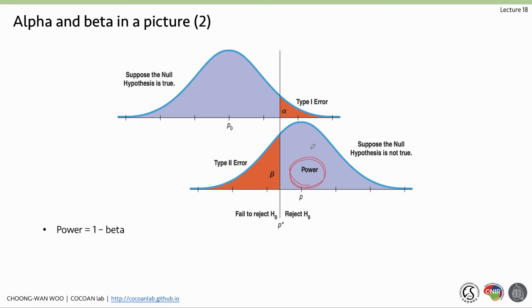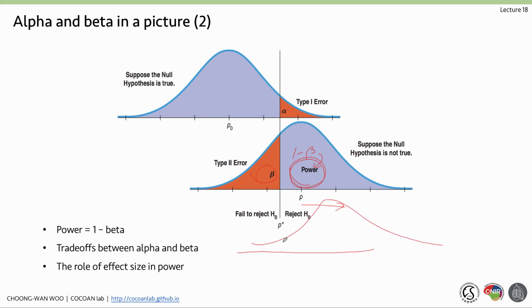Power is here. We talked only about beta in the previous slide. In this picture, 1 minus beta, this is a power. As we said, there is a trade-off between alpha and beta, and the role of effect size in power is if p is farther than p0, like this, as you can see, 1 minus beta is increasing. So effect size is important. And also the standard deviation, the spread of this distribution is also important.